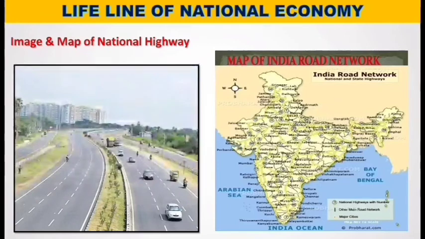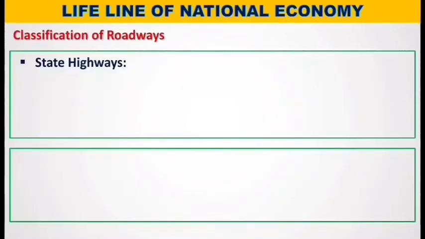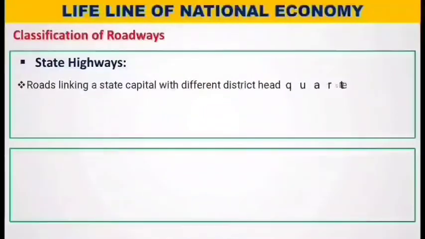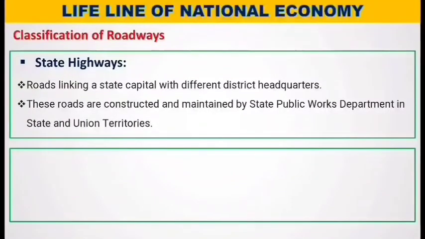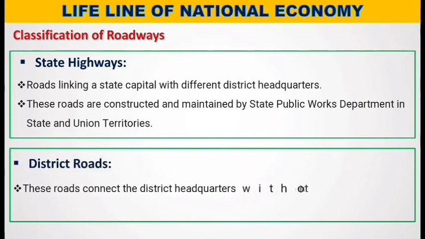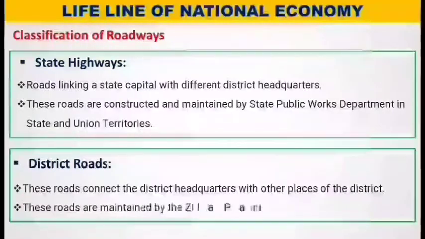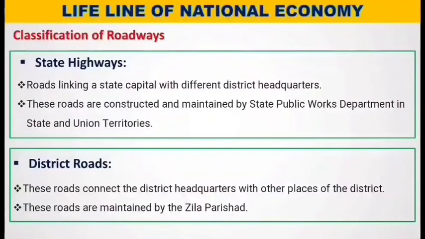These are the image and map of the national highways. State highway: roads linking a state capital with different district headquarters. These roads are constructed and maintained by the State Public Works Department in states and union territories. Remember that national highways are maintained by the Central Public Works Department. Similarly, state highways are maintained by the State Public Works Department, and state highways connect the state capital to the district headquarters. District road: these roads connect the district headquarters with other places of the district, and these roads are maintained by the Zila Parishad.